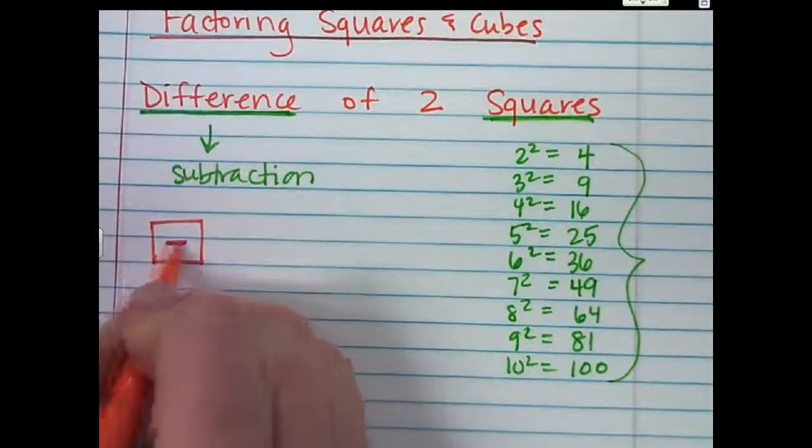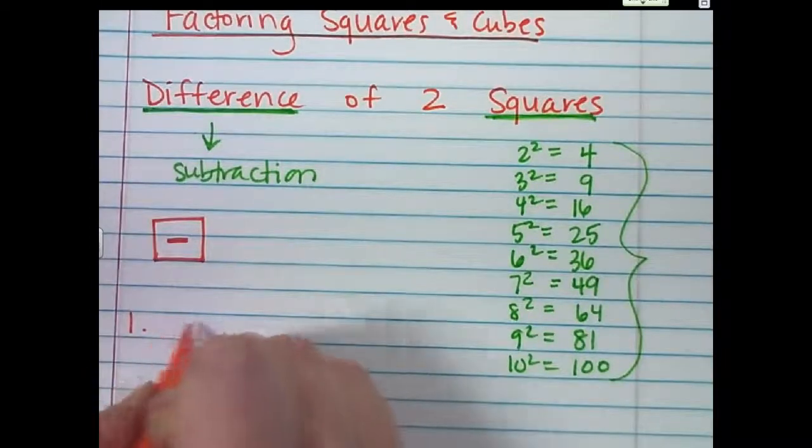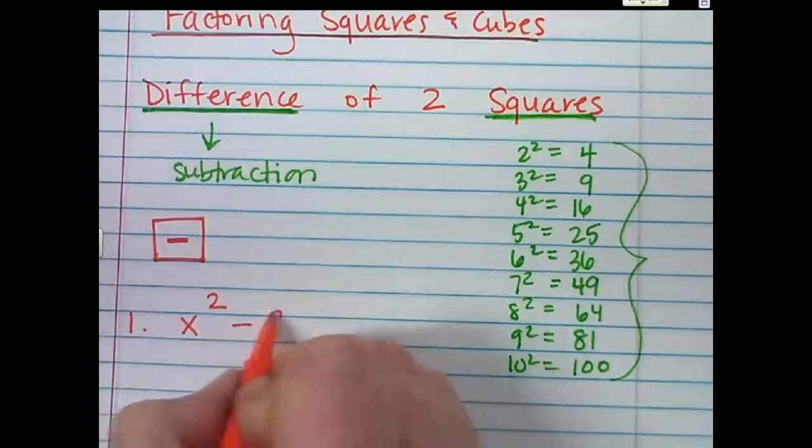Okay, so when you think of difference of two squares, think of an actual square is very simple, right? And it's going to have minus in the middle. Because when we do cubes in a little bit, it's a little more complex, so I don't want you to get confused. Squares are very simple.